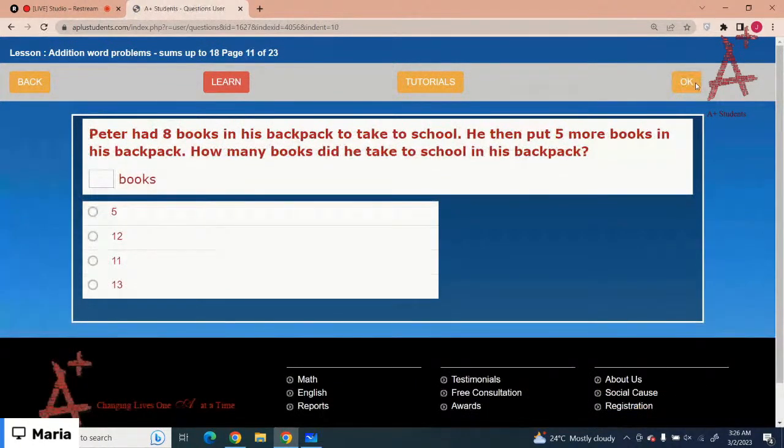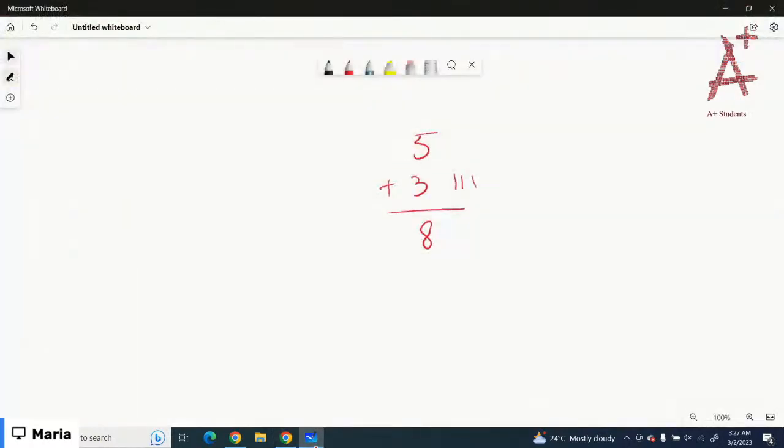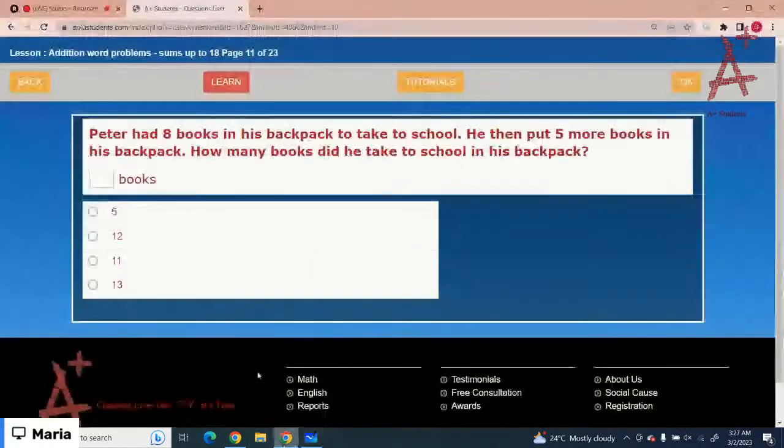Very good. Okay, he has 8 books in his backpack to take to school. He then put 5 more books in his backpack. How many books did he take to school in his backpack? So you need to just add the numbers involved in the question. Got it? You need to add 8 plus 5. So start with 8 and count up 5: 8, 9, 10, 11, 12, 13. So 8 plus 5 makes 13. Got it? That means the total books in the backpack are 13. Got it? So just select the correct option and click on the OK button.